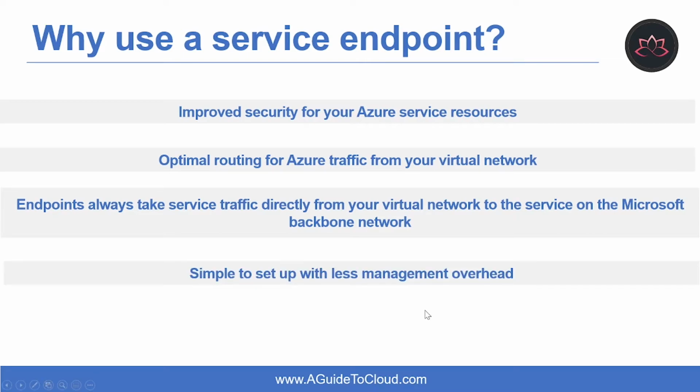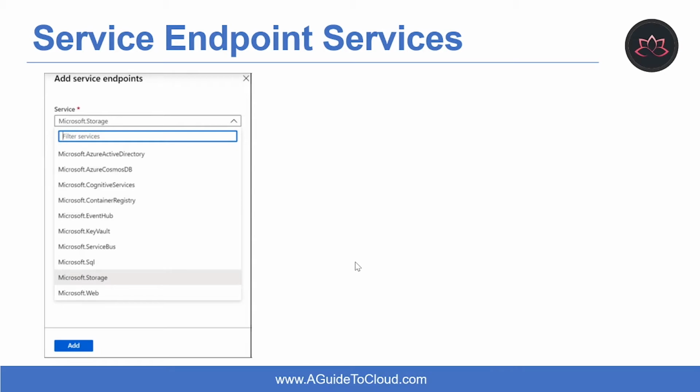Another reason is simple to set up with less management overhead. You no longer need reserved public IP addresses in your virtual network to secure Azure resources through IP Firewall. There are no NAT or gateway devices required to set up the service endpoints. Service endpoints provide so many benefits, so let's look at some of these scenarios.